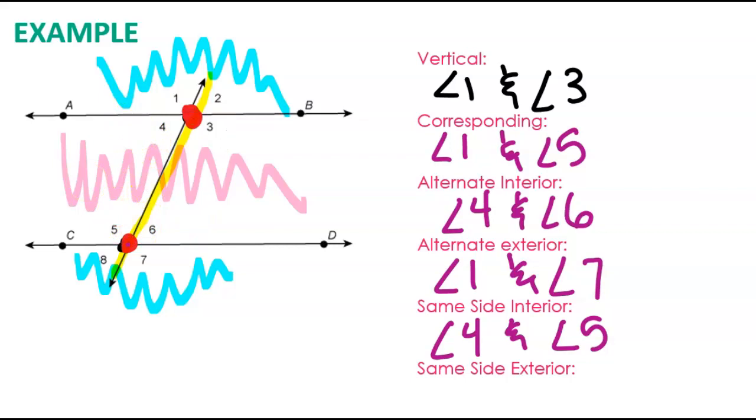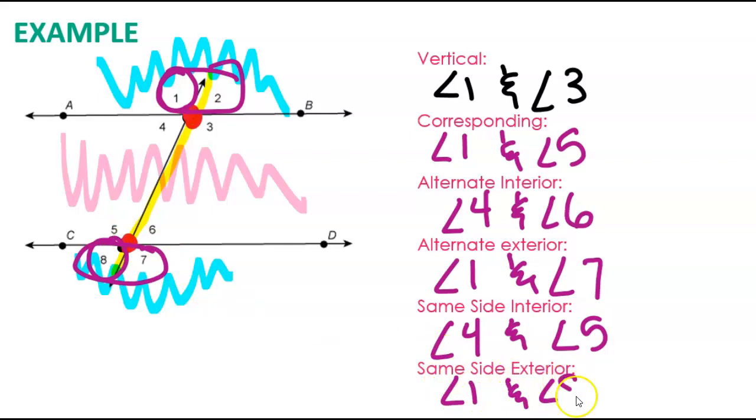Okay, the last one is same side exterior. So we only care about out here and out here. So this time, same side of that transversal line. So it'd be like angle 1 and angle 8.